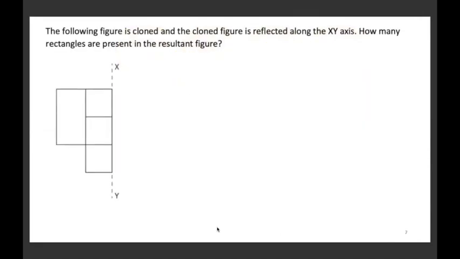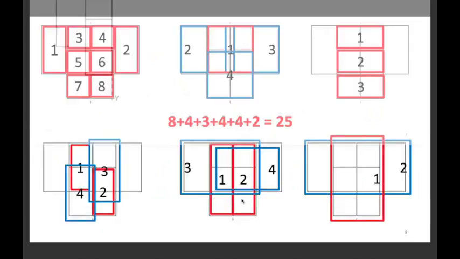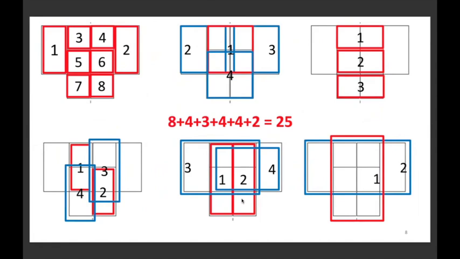The following figure is cloned and the cloned image is reflected along the XY axis. How many rectangles are present in the resultant figure? This figure is cloned along the XY axis, which is the dotted line. How many figures will be there? How many rectangles will be there in the resultant figure? Okay. So this is what the resultant figure will look like when you clone it.